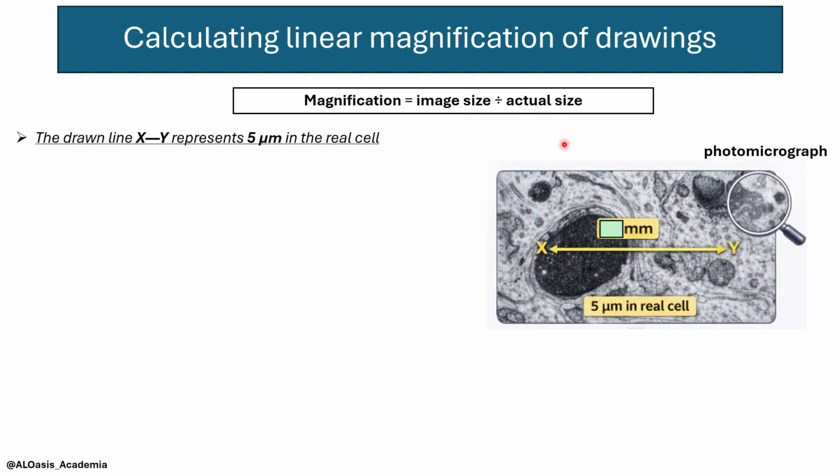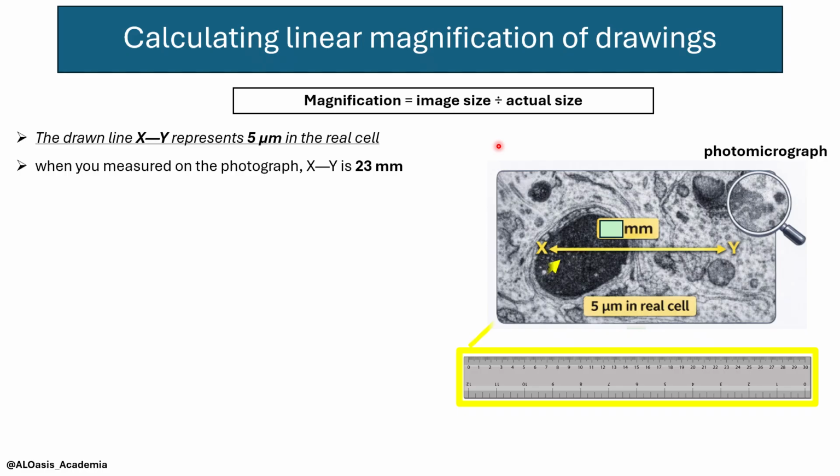So here's an example. Let's say that on the exam you get this image, and the exam question tells you that the drawn line XY represents 5 micrometers in a real cell. So the actual size is 5 micrometers. What you need to know now is the image size. How can you work out the image size?